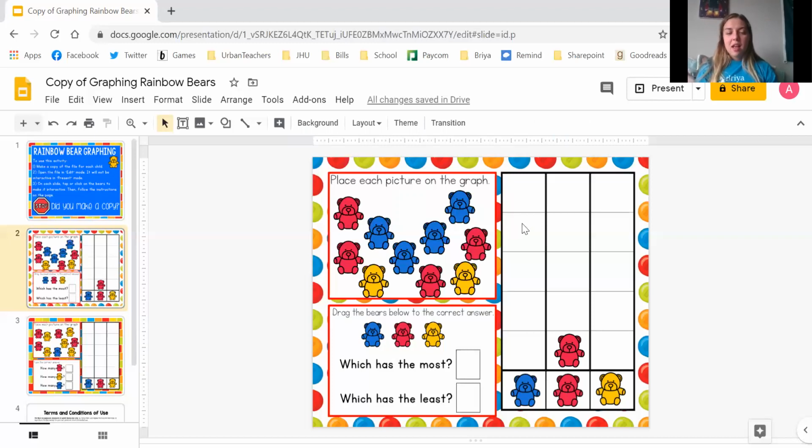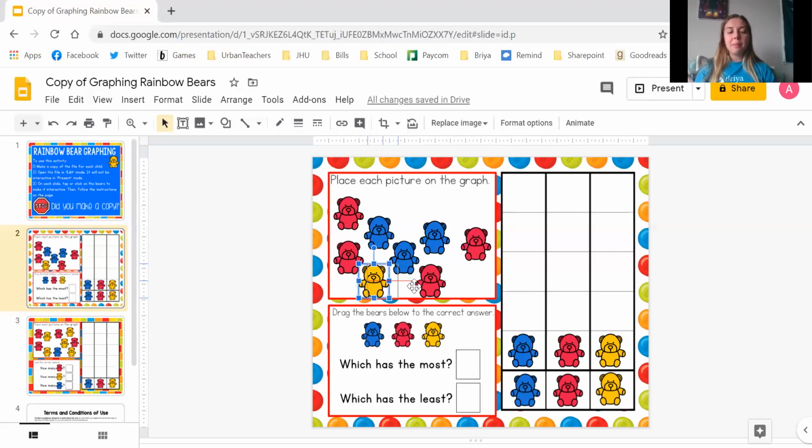Nice job. Where does this bear go? What color is this bear? Blue, you're right. Is this blue? No. Here's the blue bear. Good job. And now I'm going to find a yellow bear to match. Here's a yellow bear, so I'm going to match it on the graph with the yellow bear at the bottom. So far, we have bears for every color. Let's keep going. I'm going to put this yellow bear right here.